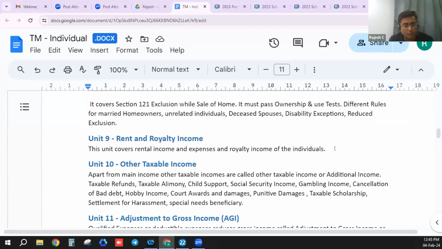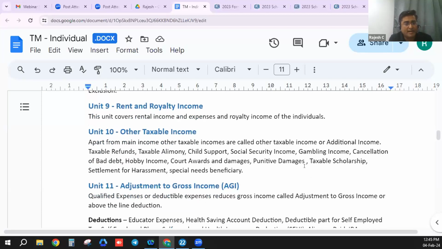Unit 9 covers rent and royalty income. If you have a home and you rent it out, and you get rental profit or rental income, then we have to report it in your individual return. And if you have some sort of royalty income, it will also be covered in this module.